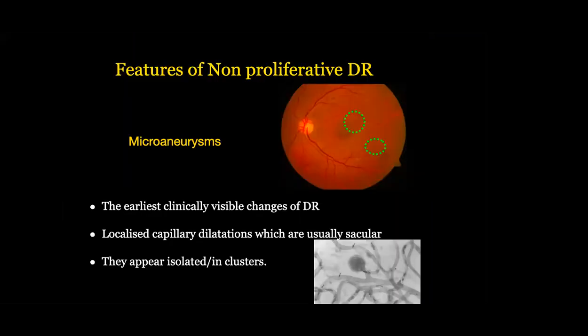So what are the features of non-proliferative diabetic retinopathy? The microaneurysm is the first sign that occurs with diabetic retinopathy. It looks like a single tiny dot in the fundus. It is due to the saccular outpouchings of the capillaries, and the microaneurysms can leak and can cause retinal edema.